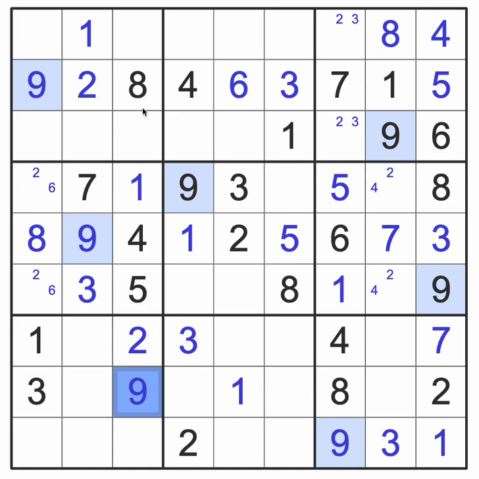3, 6, 7, 4, 6, 7. 4, 6, 7 for these 3 cells. So 7 here makes 7 to come here or here. Let's see. 4, 5, 6, 8.